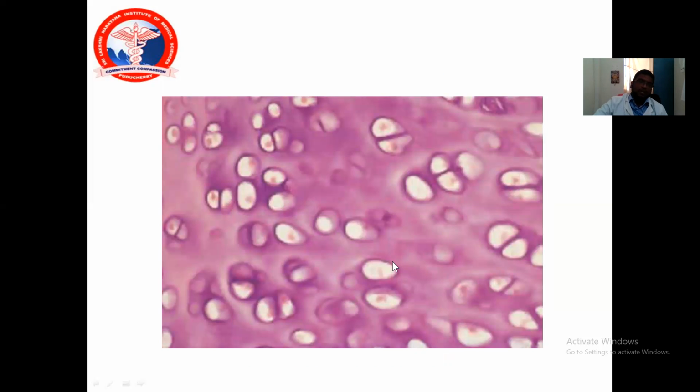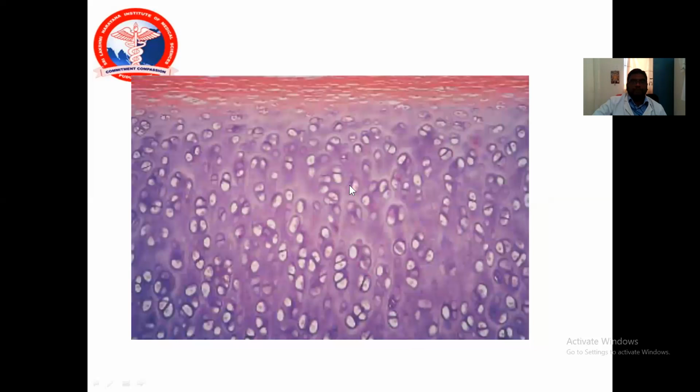Okay, so this is a view of a hyaline cartilage. Here you would be able to get your matrix. These are your lacunae. Here you would be able to get the chondrocytes. They are very small and have undergone much shrinkage. Okay, this is because of the staining procedure. Normally the lacuna is not appreciated, but during tissue processing, the lacuna gets larger.